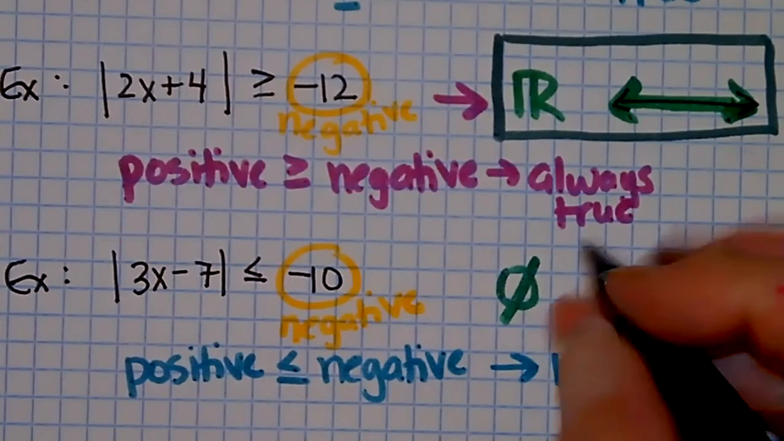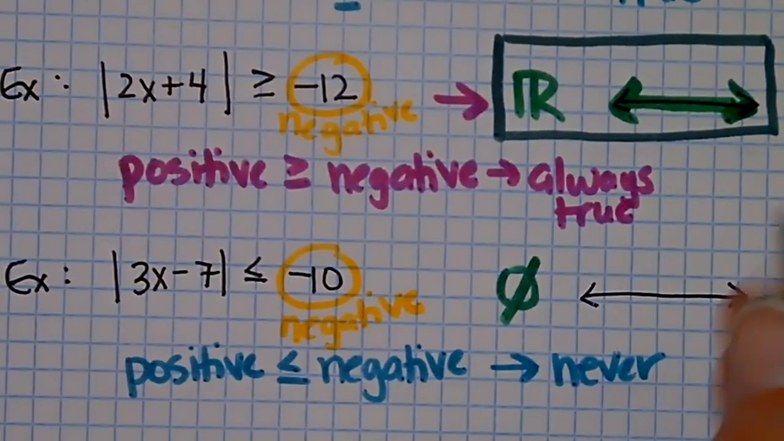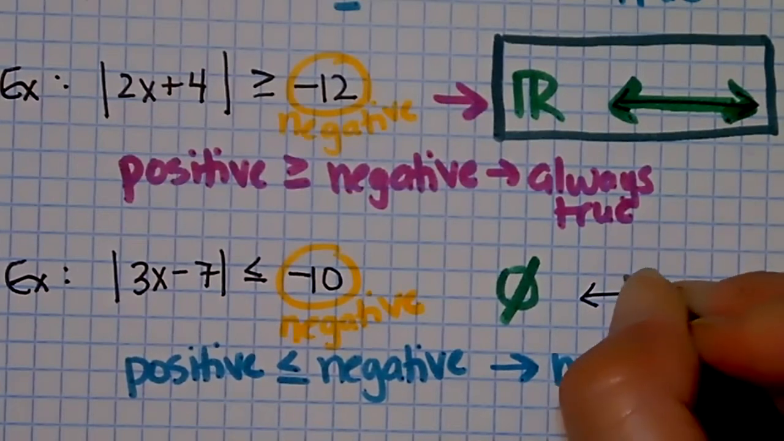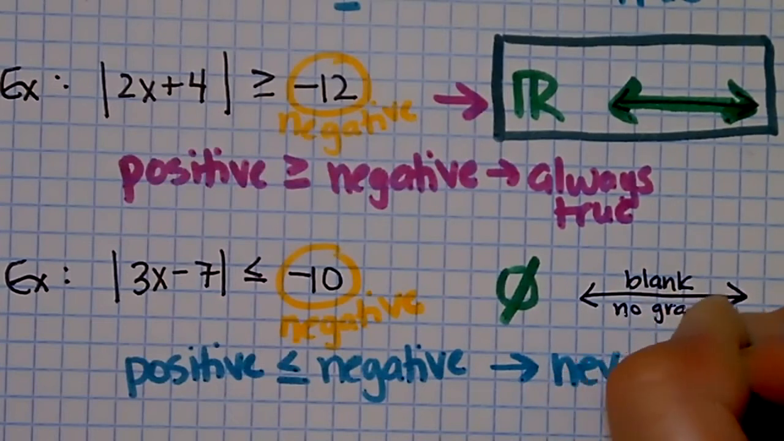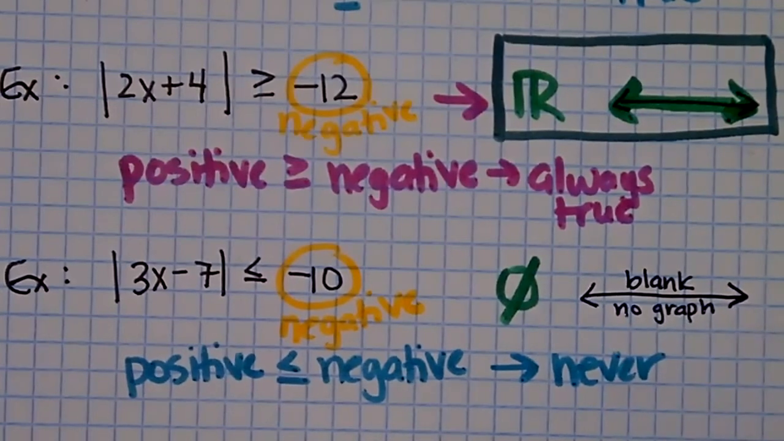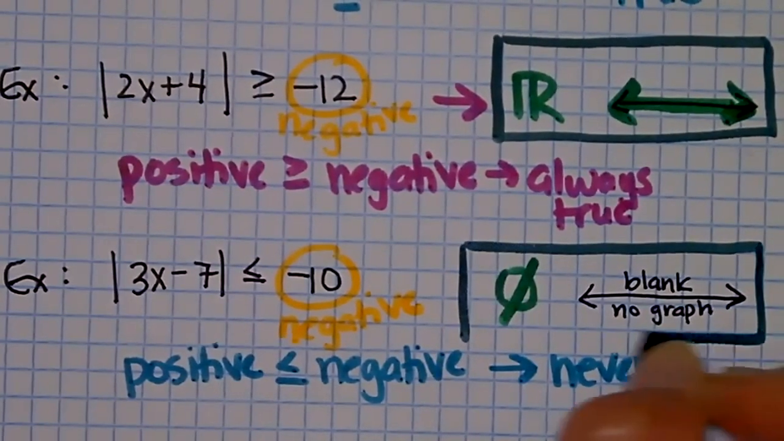And if they gave us a graph, a number line, you're actually going to leave it blank. So I'm just going to say blank or no graph. You're not going to put anything on the graph because when you put something on the graph, you're graphing what makes it true. Nothing makes it true. And there's your answer and your graph again, which is blank.